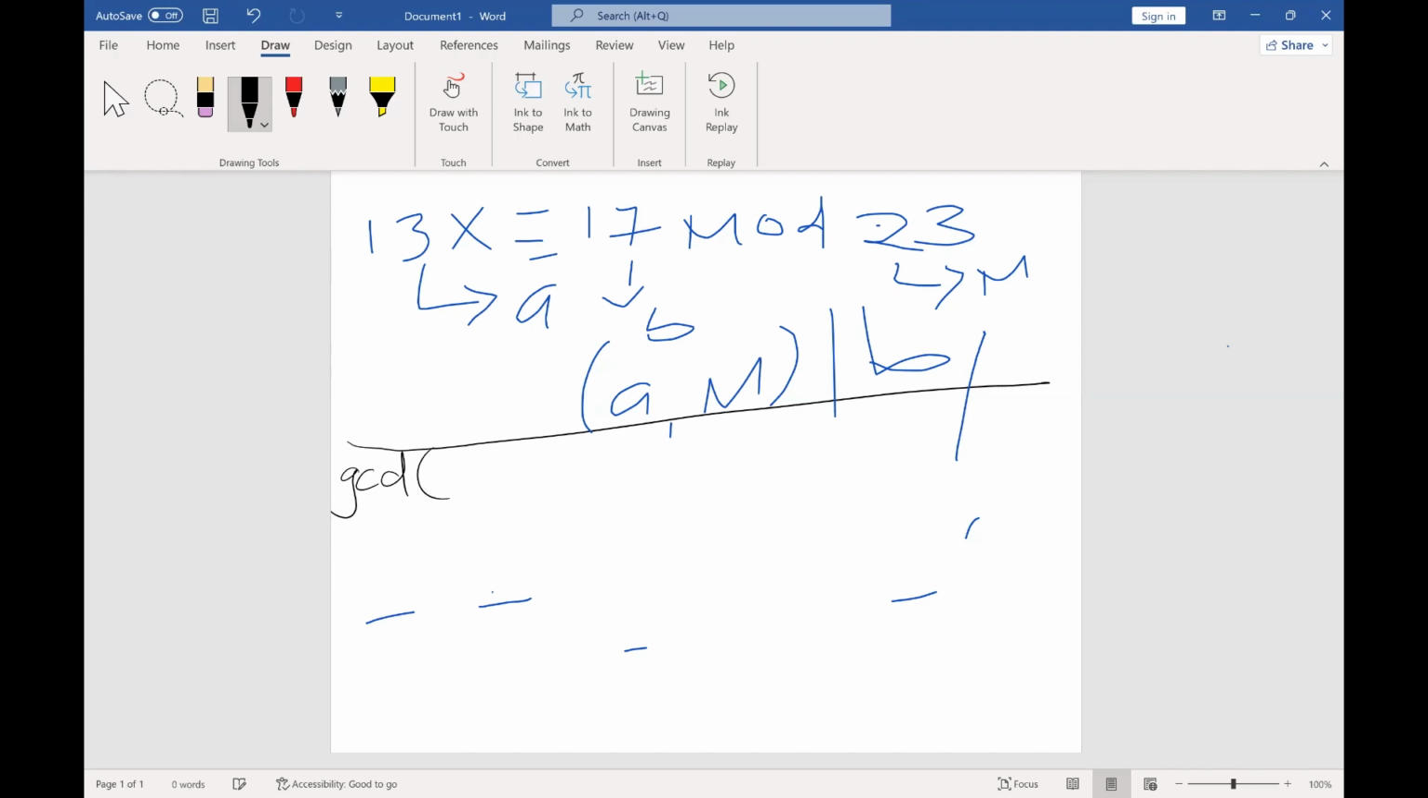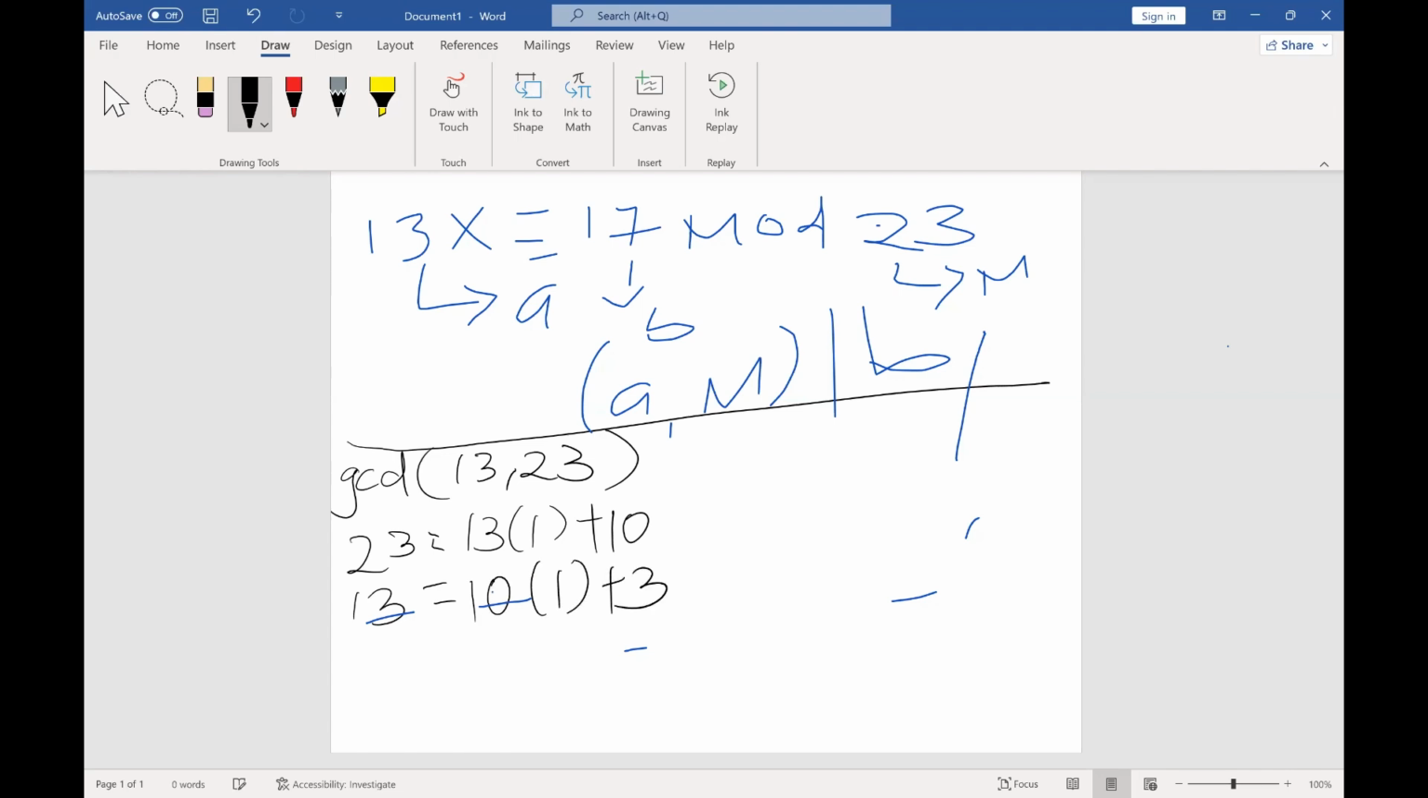GCD of 13 and 23. Okay. So how many times does 13 go into 23? That's 1. The remainder of 10. Given 13, how many times does 10 go into 13? That's 1. The remainder of 3. Given 10, how many times does 3 go into 10? That is 3. The remainder of 1. Given 3, how many times does 1 go into 3? 3 times, the remainder of 0. So this becomes our GCD.